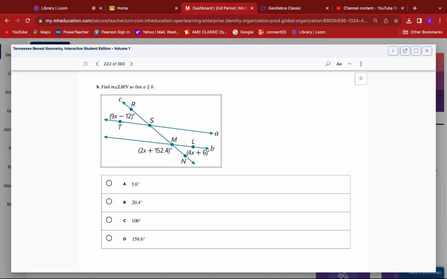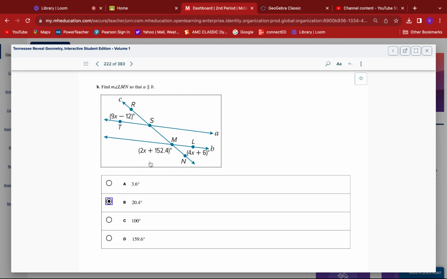So I get 3.6. Now, yes, that is x. X is 3.6. So don't pick this one. I don't care if you really want to, because 3.6 came up on the calculator. This is geometry. That is not what they asked for. They want the measure of angle LMN. So I want you to take that 3.6 and plug and chug. 4 times 3.6 and then add 6. Here's your answer, 20.4. So if you put 3.6, you just missed it.